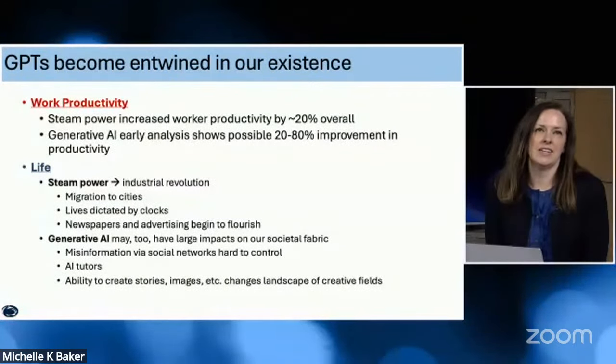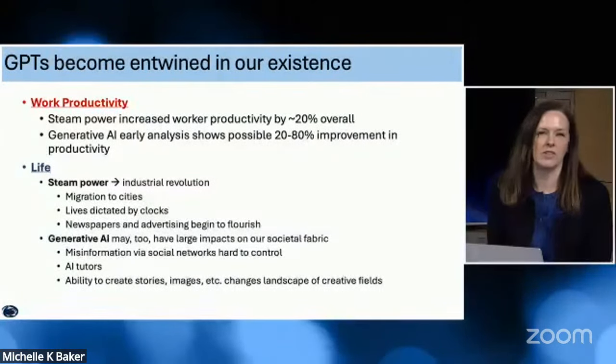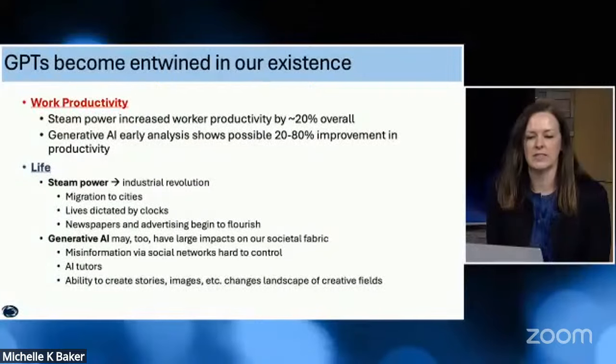And this is just an interesting stat that, of course, we can't prove at this point. It's just a projection. But steam power increased worker productivity by about 20% overall. Generative AI is suspected to produce a 20 to 80% improvement in productivity, which is significantly more.